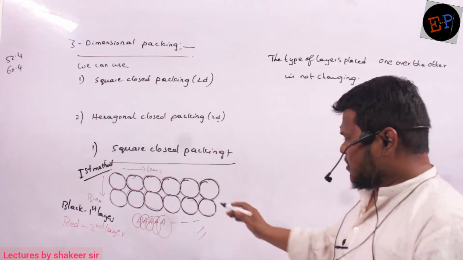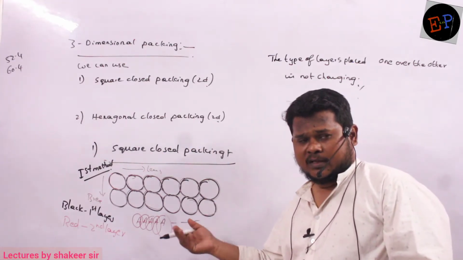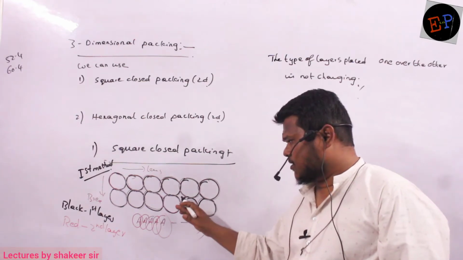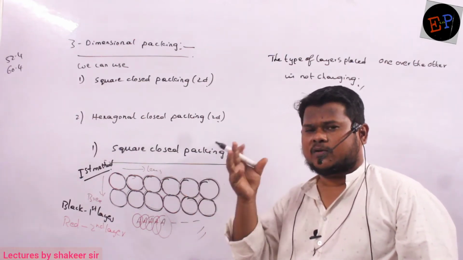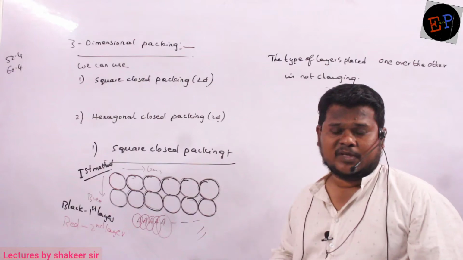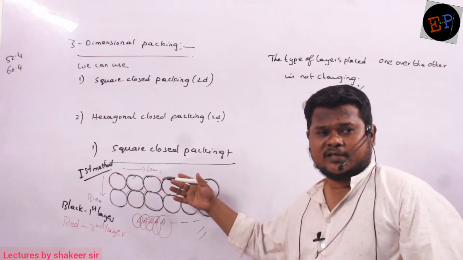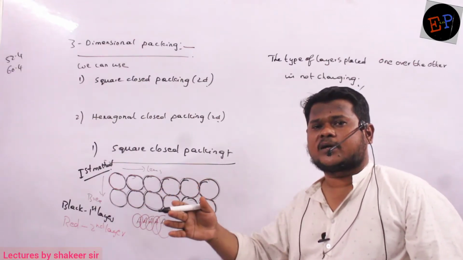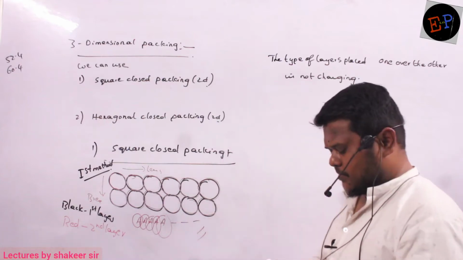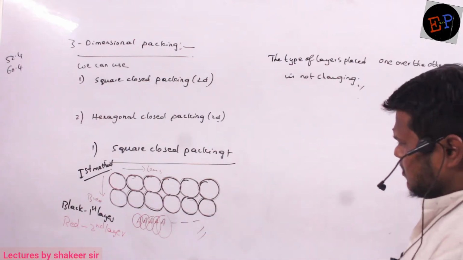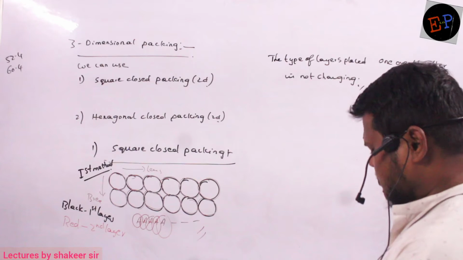Okay. And what is the shape of the void? In 2 dimensions, the shape of the void remains a square shape, or you can call it tetrahedral shape also. If many layers you can place, then the same void converts into tetrahedral shape. Are you able to understand? That's it. Okay. So any other point here I have to discuss?